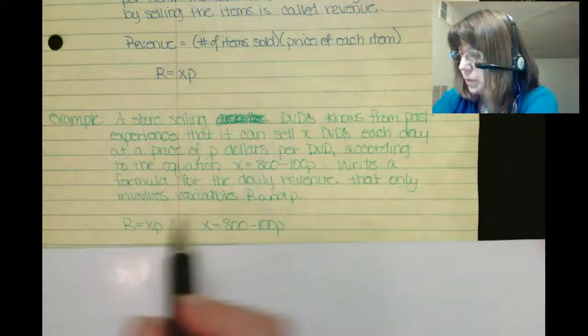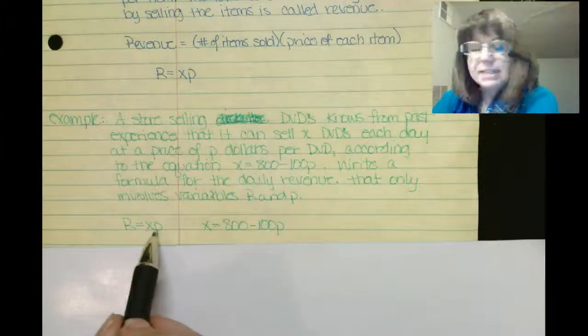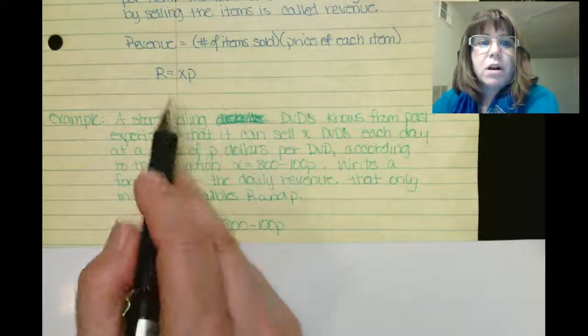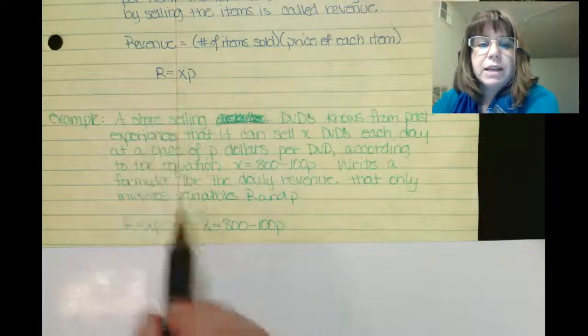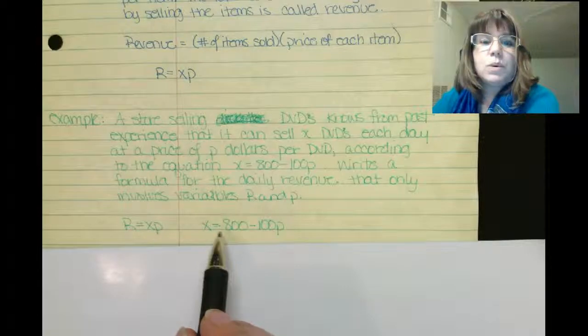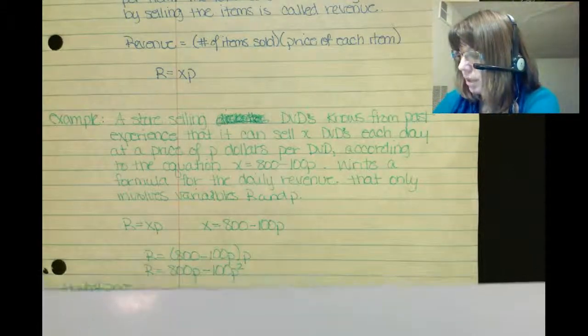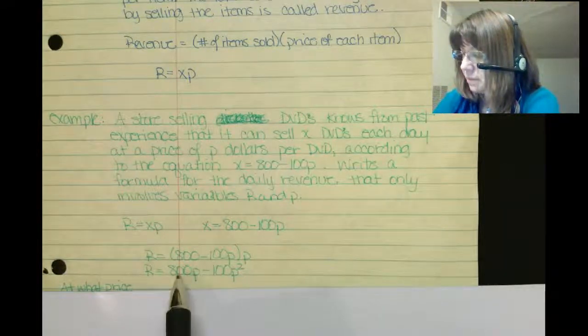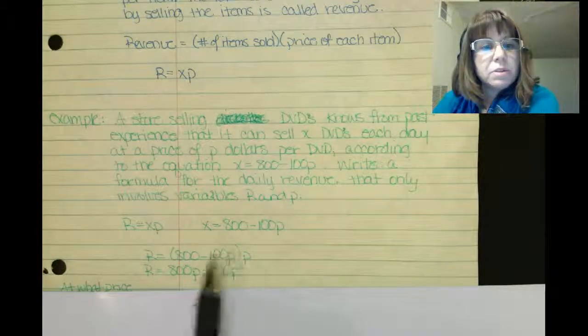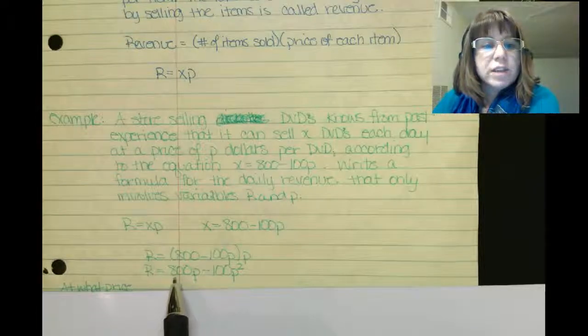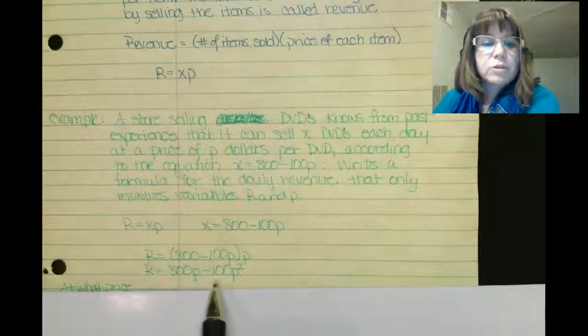So here's our situation. R equals x times p, that we got from our original equation of revenue. We do know that x equals 800 minus 100p. We're going to plug it into the equation, and then we're going to distribute the p. So R is going to equal 800p minus 100p squared.